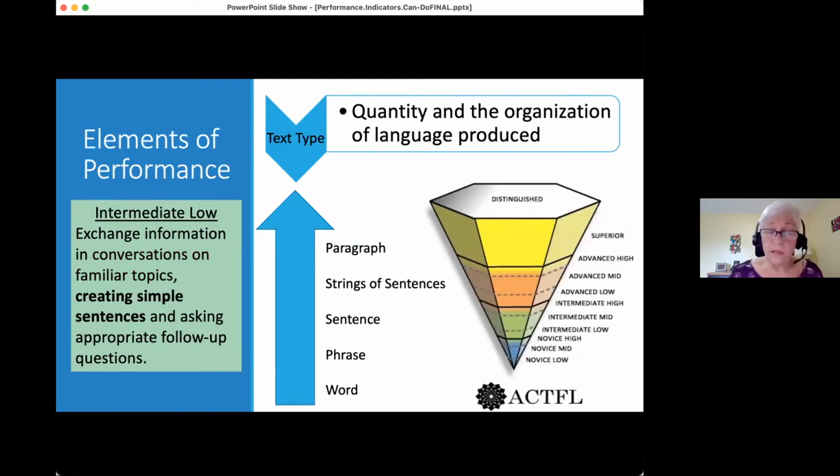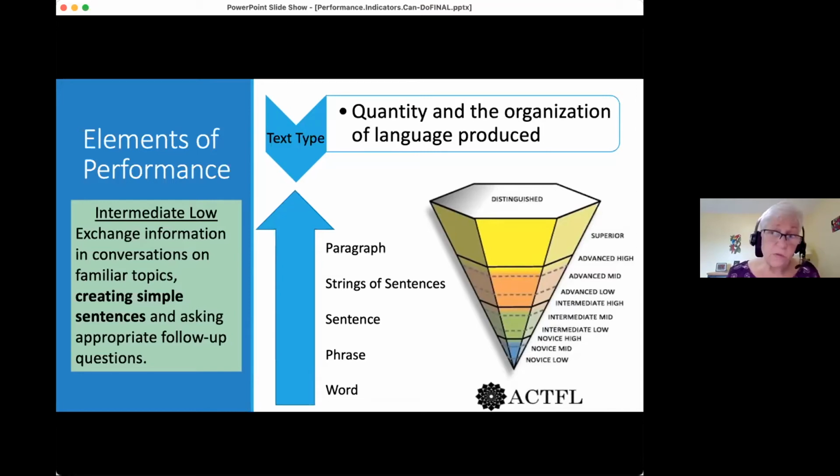And the final of the 3 elements of performance is text type, the quantity and organization of language produced. This was one of those things that we spent a bit of time with in our last webinar. So again, if you haven't yet had the opportunity, we invite you to review the webinar on proficiency, remembering that each level of the inverted pyramid of proficiency expands because the volume of not only what students can do in terms of language functions and context, but also text types expand. And so our novices are at the word and then phrase level, moving into our intermediates who are at the sentence level and strings of sentences level, and our advanced learners at the paragraph level.